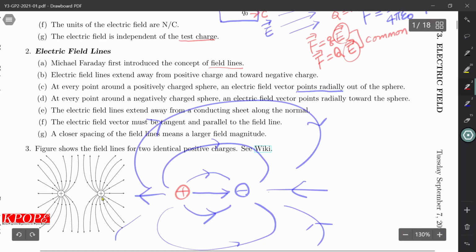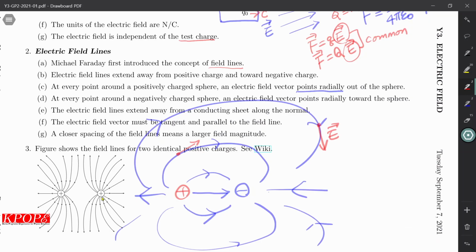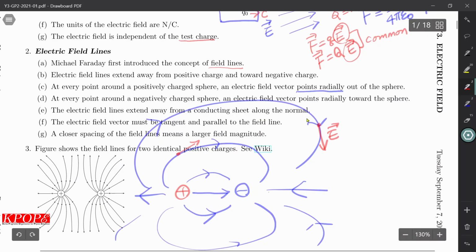Therefore, at a certain point, if the electric field line is curved, the electric field is tangent. So at this point, tangent to the electric field line is the E field. The electric field at a point is tangent to the electric field line.